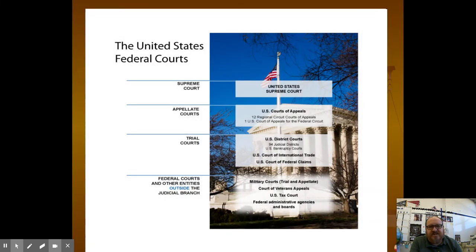Okay. So here again is another image with the breakdown. You have the Supreme Court at the top, the appellate courts just below. Then you have the trial courts, those are the district courts. And then below that, you have military courts, you have the Court of Veterans Appeals, U.S. tax courts. These are the special courts.